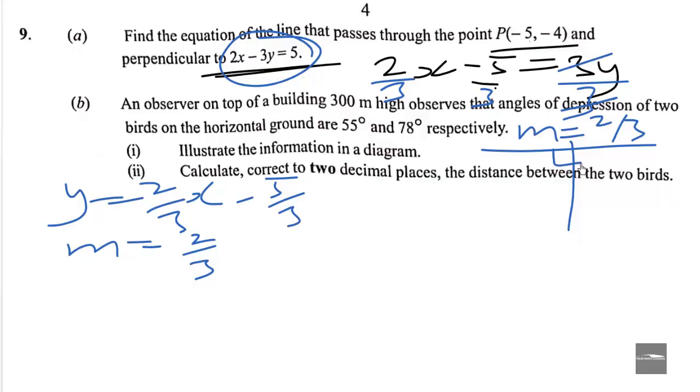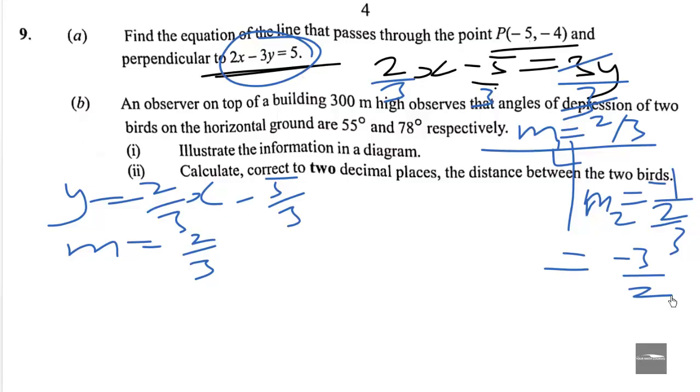So that one, the gradient will be the negative reciprocal of 2 over 3. So let's say m, let me call it m2. This one is m1. So negative reciprocal of 2 over 3 will be equal to negative 3 over 2. So we got our point, -5, -4.